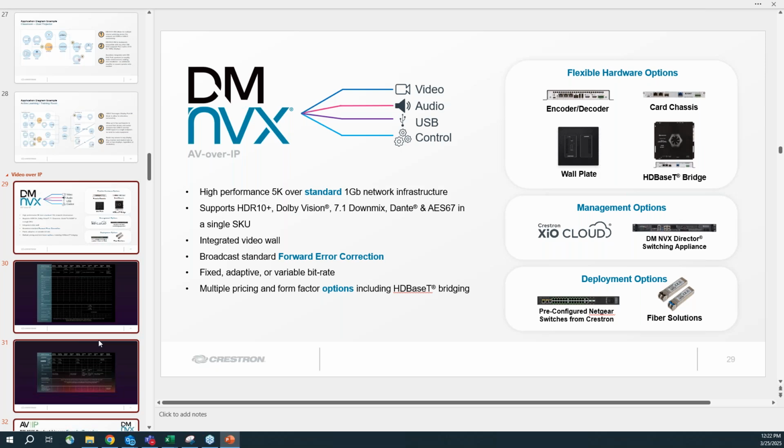This slide is really talking about some of the highlights of the NVX architecture that sets us above and beyond some of our competition. One key bullet point here is 5K. Most other boxes will do a 4K signal. Ours has enough bandwidth in it to do 5K. Why is that kind of important? Because nobody has a 5K TV or display like that.